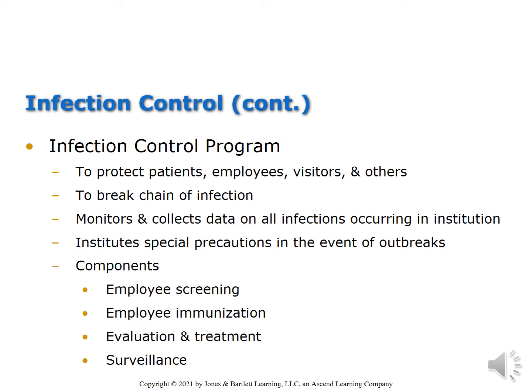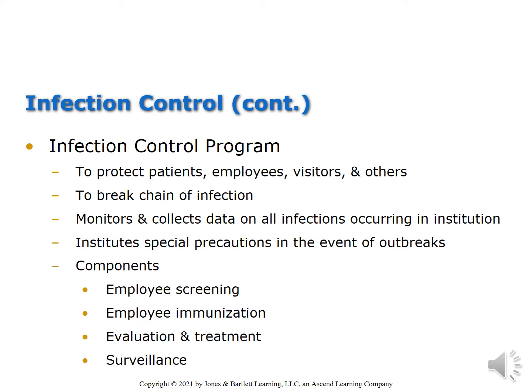So a good infection control program that's put forth by your healthcare agency is designed to protect patients, employees, visitors, and others, vendors and so forth, to break the chain of infection through any one of those steps that we talked about. Monitor and collect data on all infections occurring in the institution, especially hospital-acquired infections, because those are situations that this hospital tends to take very seriously. Institute special precautions in the event of outbreaks.